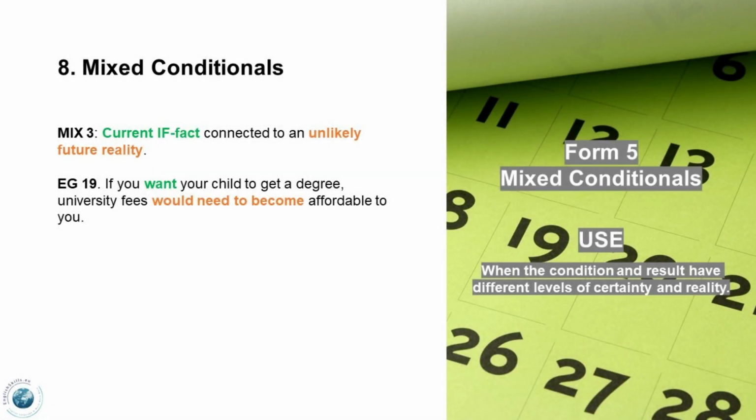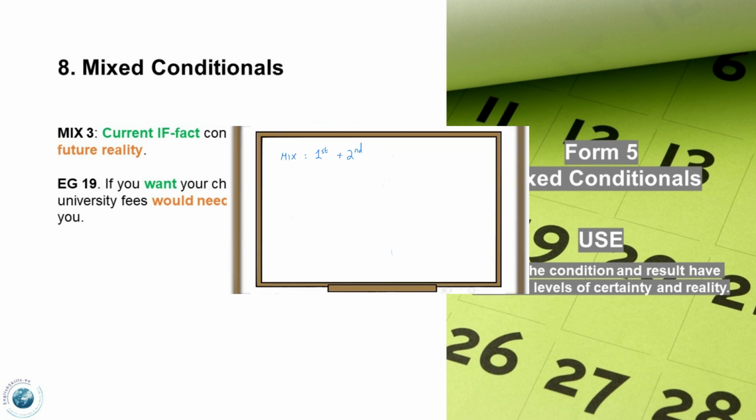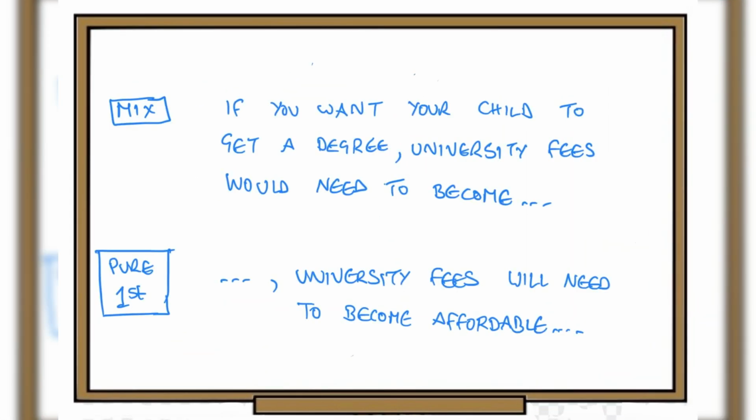Clause 1, the if clause in the first conditional form. Clause 2 in the second conditional form. Example 19. If you want your child to get a degree, university fees would need to become affordable to you. Let's compare that with a slightly different version. If you want your child to get a degree, university fees will need to become affordable to you. What's the difference in the meaning of these two sentences?